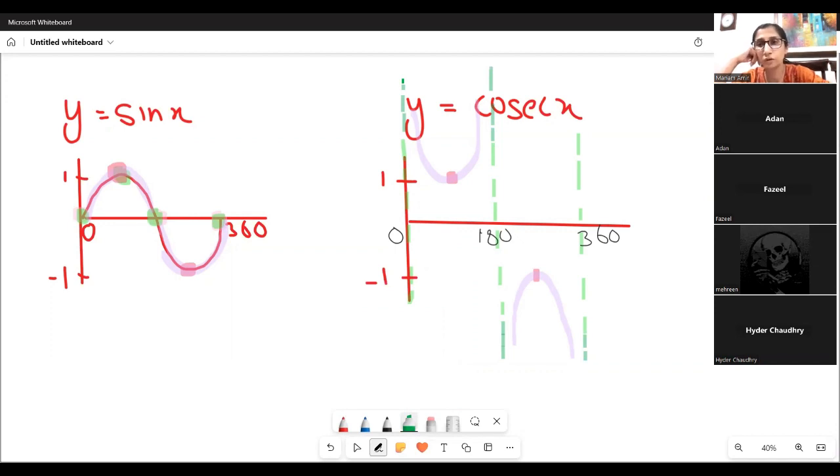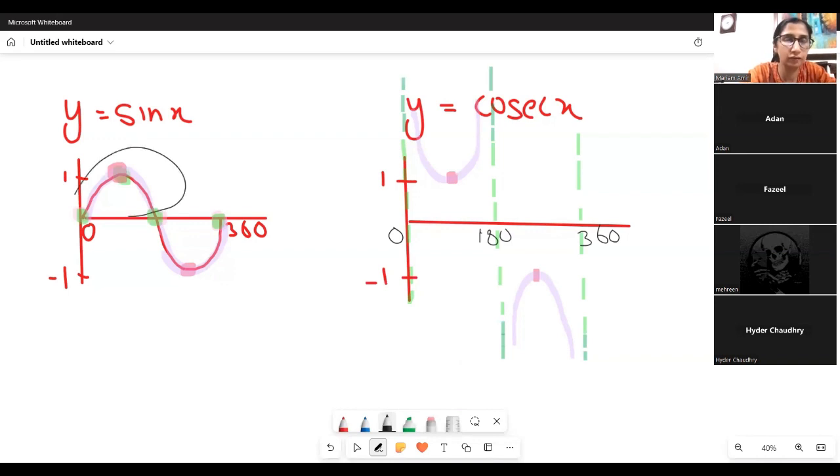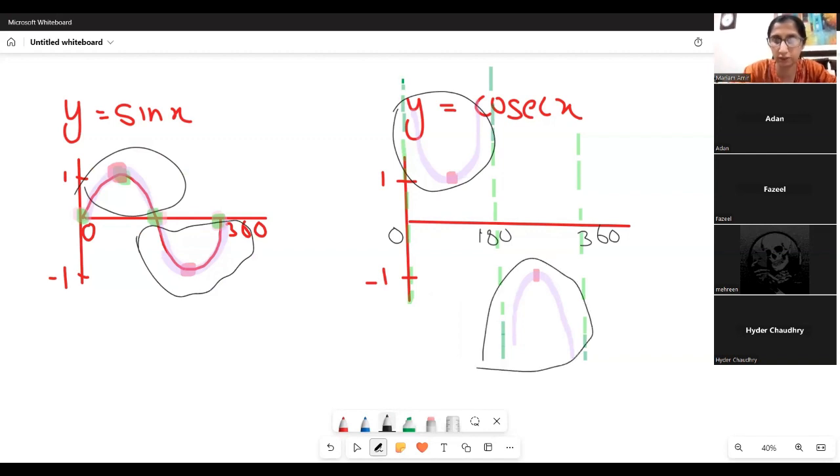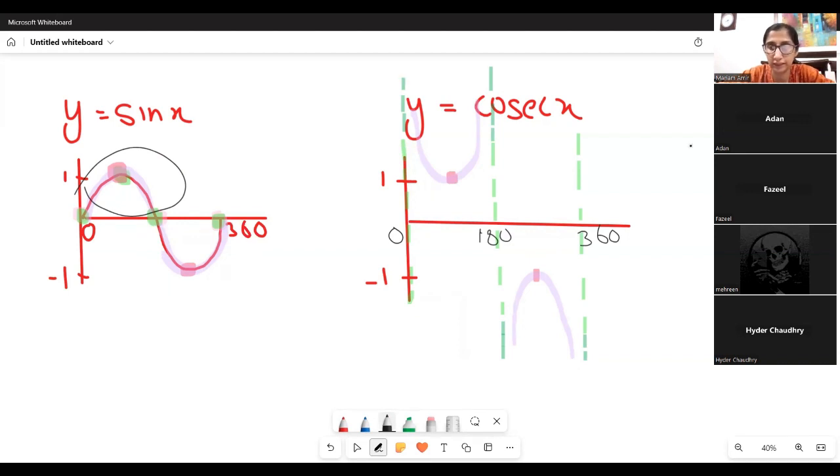Okay, so this is going to be the graph for cosecant x. Since this curve has all positive values, here it will also be positive. And since this curve has all negative values, it will be negative here too. That's the graph for cosecant x.